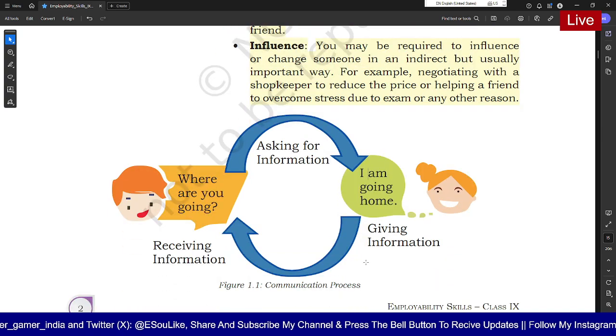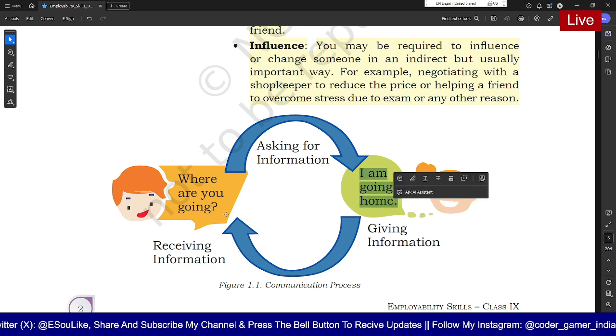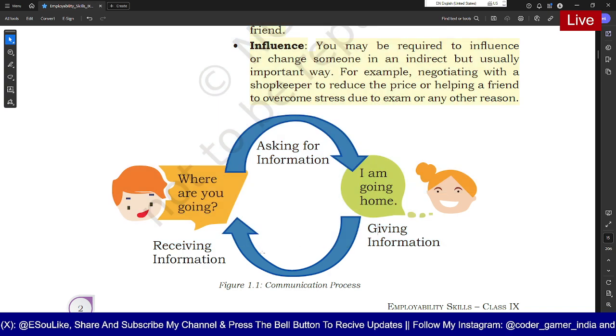Here you can see this person is asking this girl, "Where are you going?" The girl replies, "I am going home." So she is giving the information and he is receiving the information.